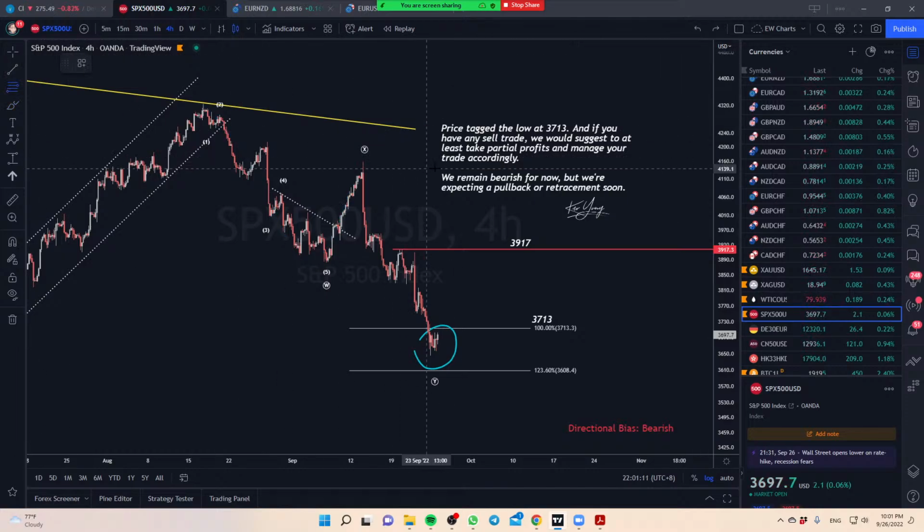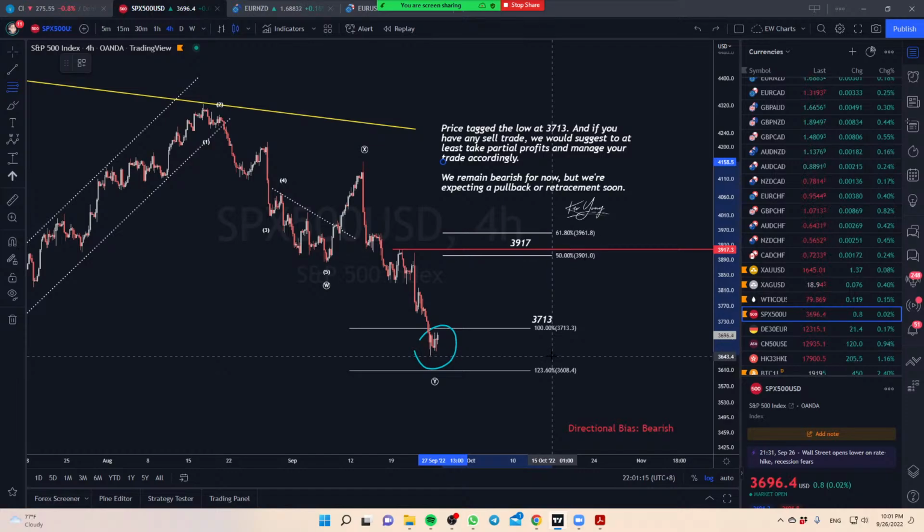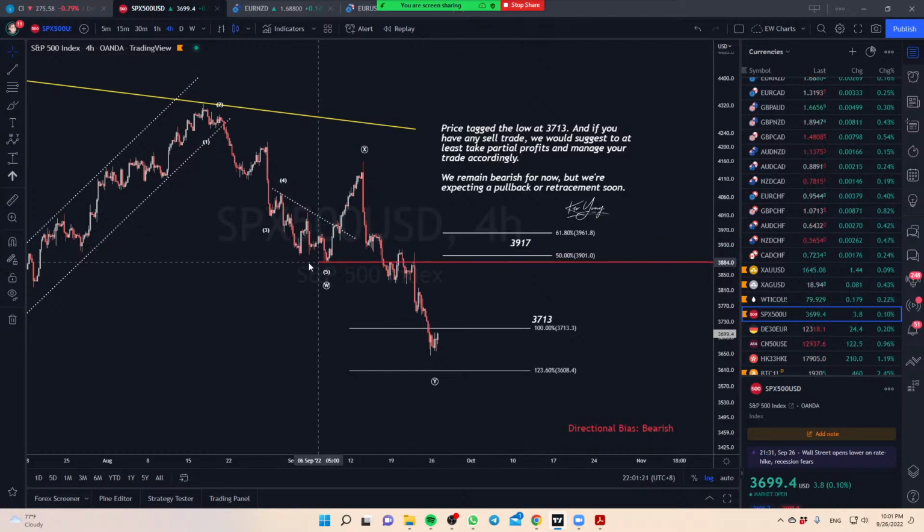a pullback. If I were to pull in a fib from swing low to swing high, the 50 and 618 basically comes back towards 3917, which coincides with this entire area of support resistance as well. So if again you're a counter trend trader, you can look for the buy, but if you're trend following, you want to stay away from this for now.